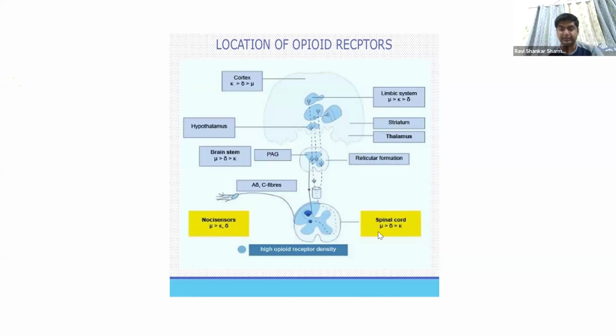So these are the opioids acting at the periphery, and from the spinal cord they ascend via the pain pathway to the ascending reticular formation, where there is again an abundance of opioid receptors. Then there are the thalamus, striatum, limbic system, cortex, hypothalamus, brainstem, and PAG. These are all areas where opioid receptors are abundantly located.